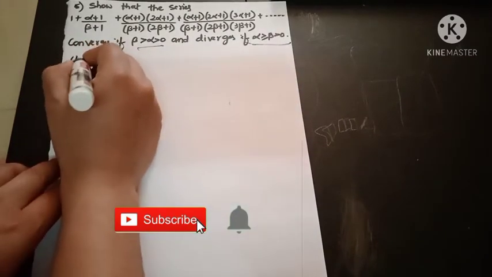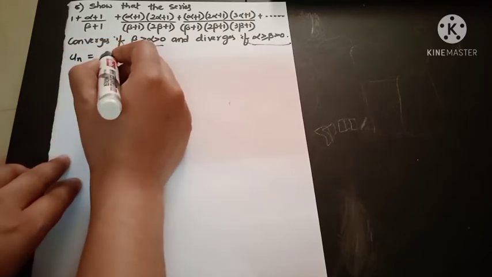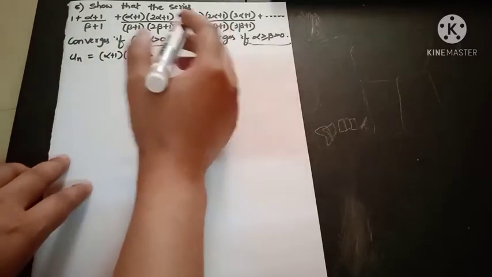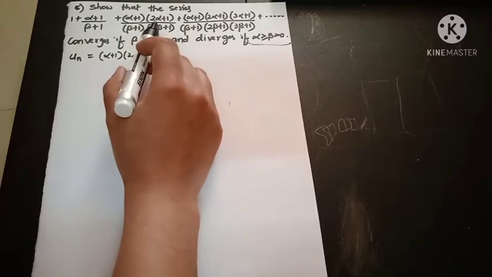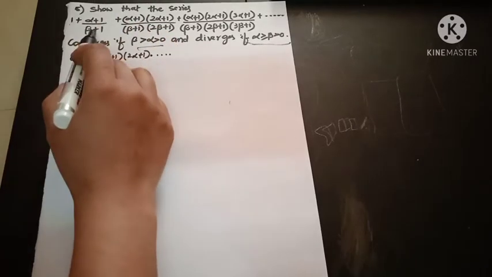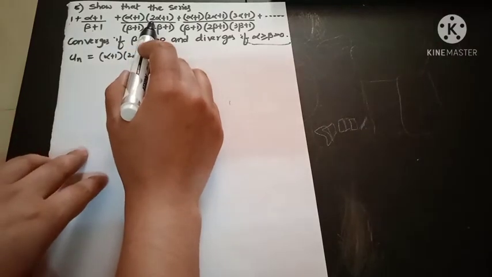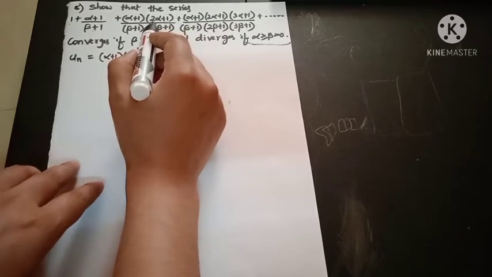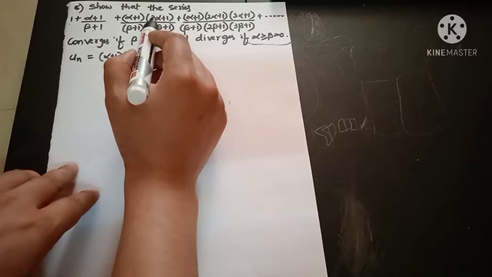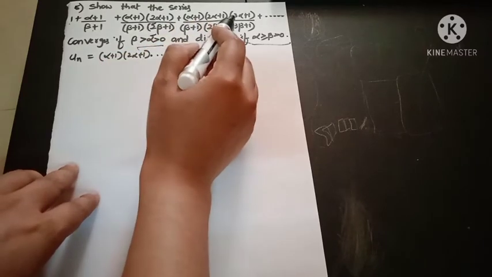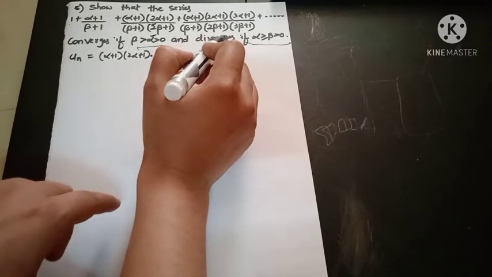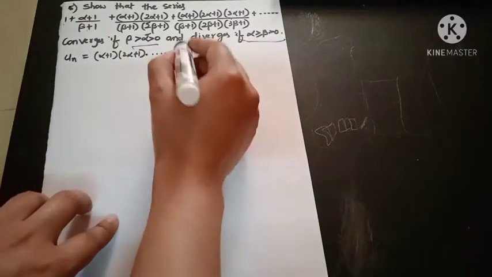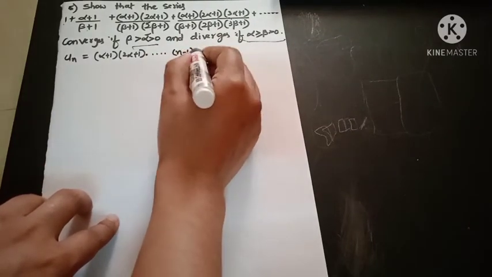So our un is equal to alpha plus 1, 2 alpha plus 1, etc. So this is the first term, second term, third term. We notice that the third term is ending with 2, so n minus 1, 3 minus 1 is 2. Here also 3 minus 1, here is 4 minus 1. This is the fourth term ending with 4 minus 1. So the nth term will end with n minus 1 alpha plus 1.